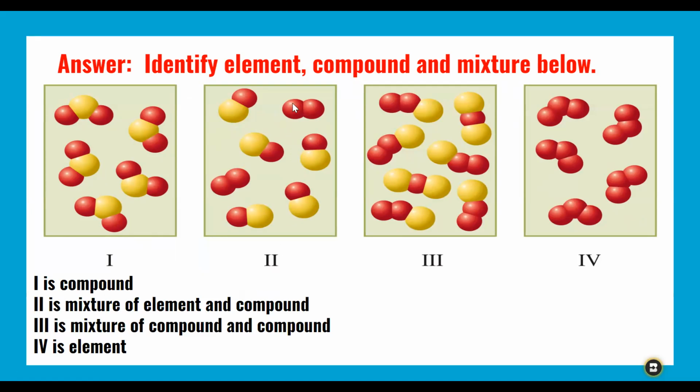Two is a mixture of elements and compound. Okay? The same kind of atom, that's why this is an element. Then this is a mixture of compound and compound. And then this is elements. Hopefully you got it right.